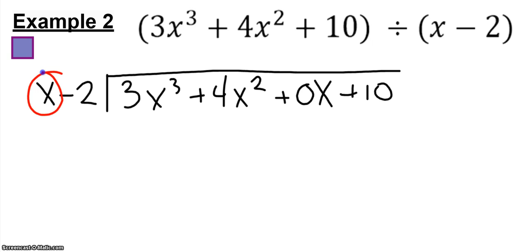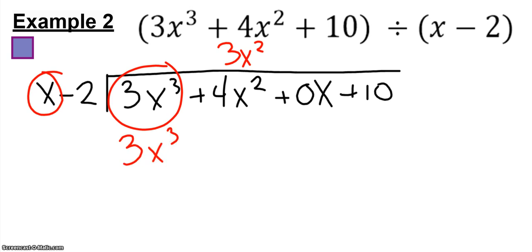All right, here we go. Same thing. Look at the beginning and look at the other beginning. X times what will give us 3x cubed? 3x squared. So let's put that at the top and go ahead and multiply. We know x times 3x squared gives us 3x cubed. And we know that negative 2 times 3x squared is what? Negative 6x squared.